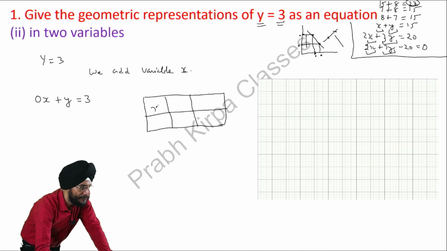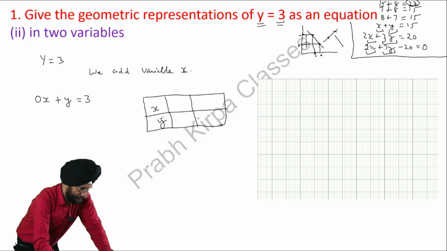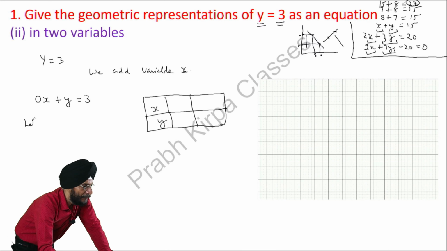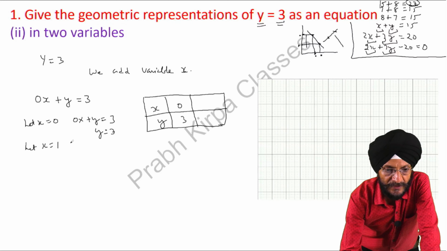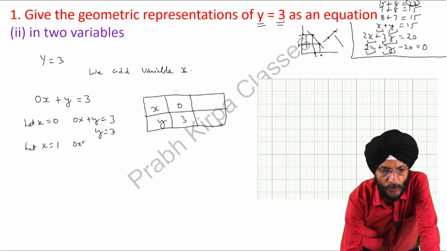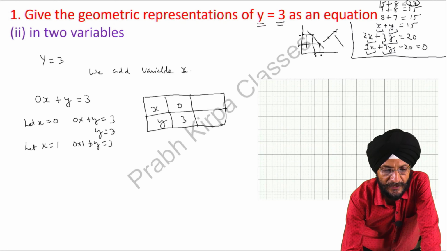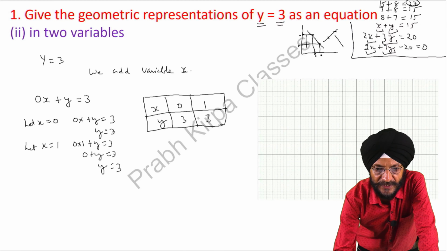Here we write x, here we write y. First of all, let x is equal to 0. When x is equal to 0, then what will happen? 0x plus y is equal to 3, that is y is equal to 3. Now let x is equal to 1, then what will happen? 0 into 1 plus y is equal to 3, then it will be again 0 plus y is equal to 3, y is equal to 3. So x is equal to 1, y is equal to 3.